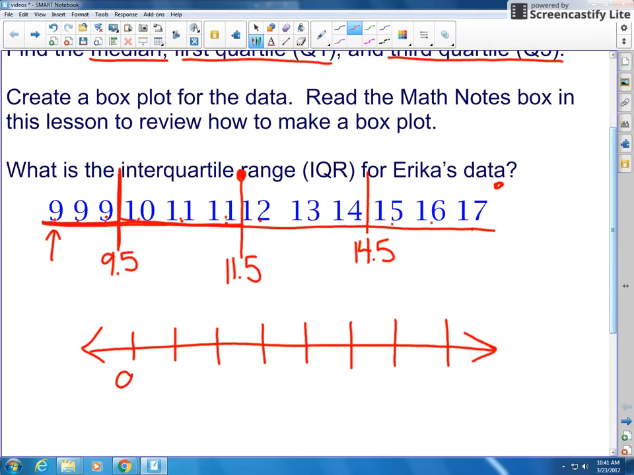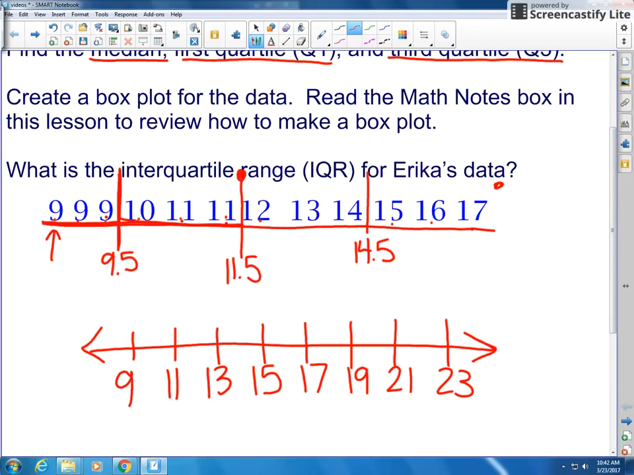I'm going to go 9. I can go up by 1s. I can go up by 2s. I need to make sure my line goes all the way to 17, so I'm going to go up by 2s: 17, 19, 21, 23. When I look at that 9, I have a scale of 2 each time, my numbers going up by 2. Now I'm going to plot the important parts of my box plot.